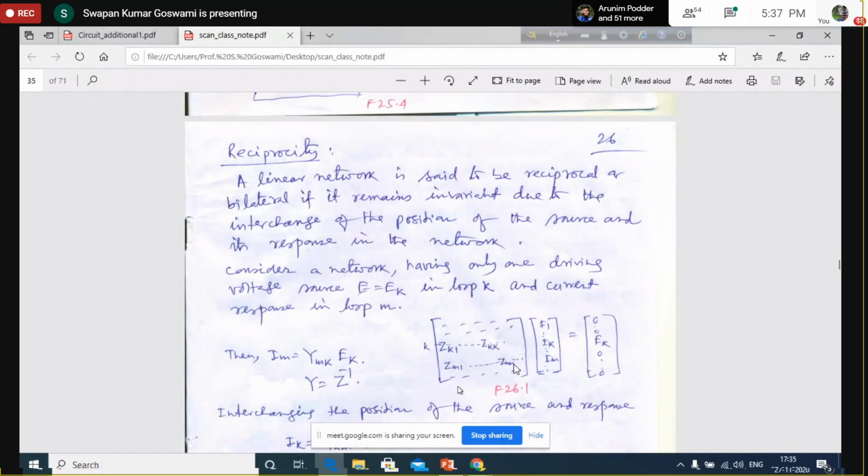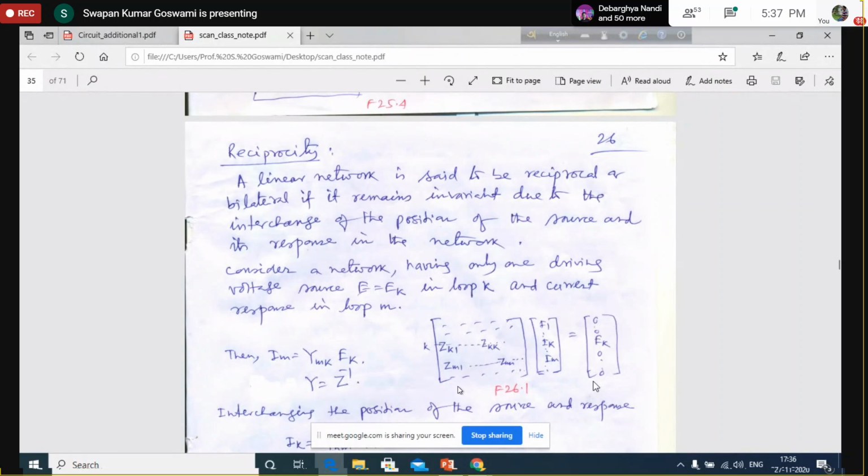Similarly, I can write ZK1 IK. In this way, I can write the expression. Now, let us find out the current I. If I find the current I, what has to be done? This current vector I has to be determined. So what we have to do? We have to pre-multiply this matrix by the inverse of Z. Or we can say that this current vector will be Z inverse into this vector, the inverse of this matrix multiplied by this vector.